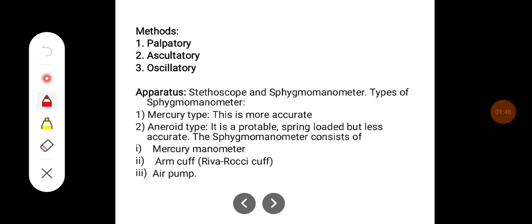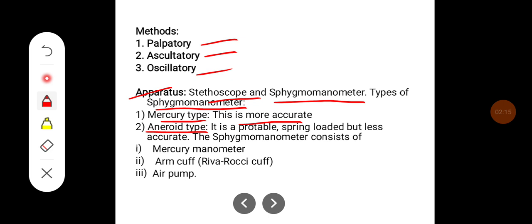There are different types of recording blood pressure by sphygmomanometer. So they are palpatory, auscultatory or oscillatory method. The apparatus required for measurement of blood pressure are stethoscope and sphygmomanometer, and there are different types of sphygmomanometers that can be used. There is a mercury type and there is an aneroid type. Mercury type is more accurate, whereas aneroid type is portable, spring loaded but less accurate.